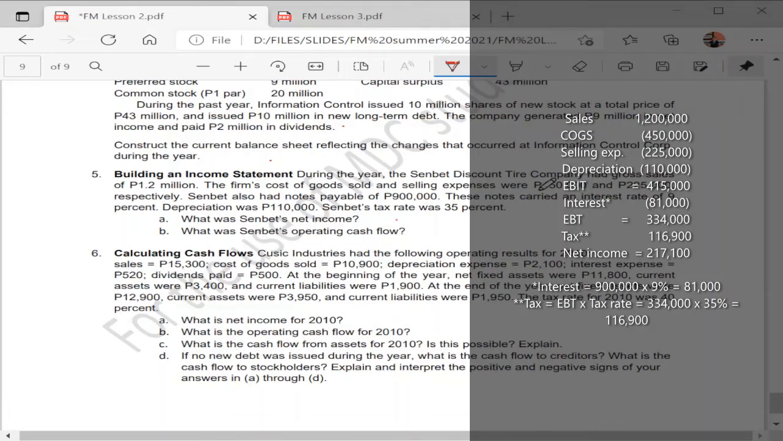So we will begin with the sales. We have 1,200,000 and deduct 450 cost of goods sold and 225,000 selling expenses. And then depreciation of 110, you will get the EBIT, earnings before interest and taxes, of 415,000. So we need to identify the EBIT here because we'll be using that to get the operating cash flow.